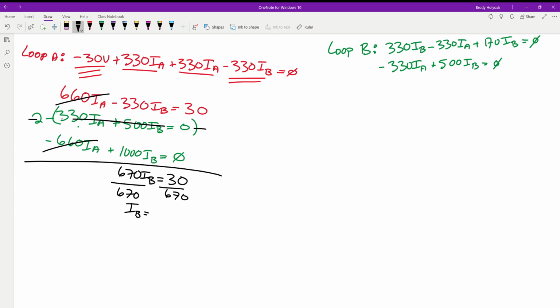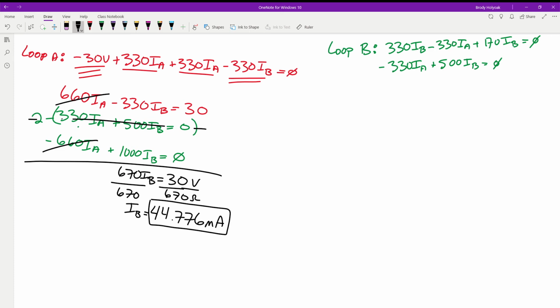Does this make sense as far as our units go? Because we have 30 volts divided by 670 ohms, which gives us current, which is what we're looking for. Yes.